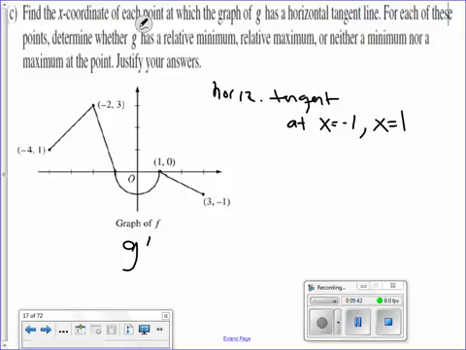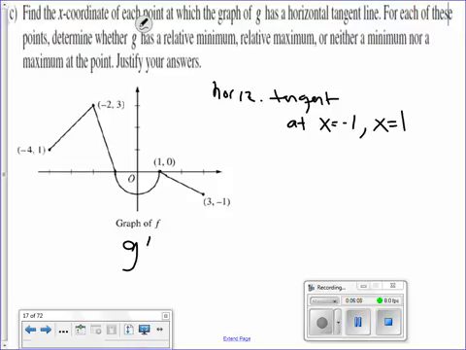And then they said, for each of these points, determine whether G has a relative min, relative max, or neither. To have a relative min, it must change from negative to positive, relative max, positive to negative. And so at negative 1, it's going positive to negative, that's definitely a max. But what about at positive 1? Neither. It's not changing sign.